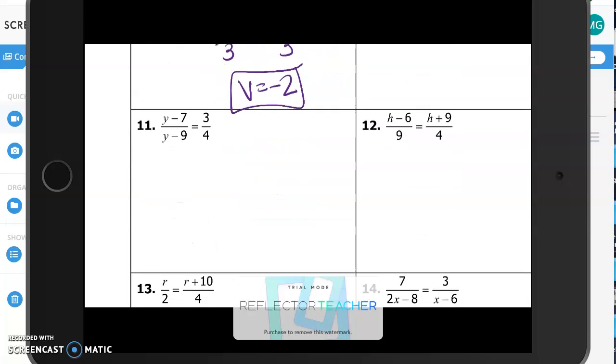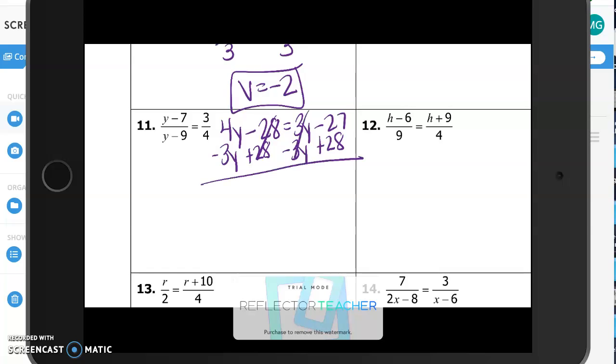Number 11, 4y minus 28 equals 3y minus 27. So then I would subtract 3y from both sides, add 28 at the same time. So move your variables to the left, your constants to the right. That gives me 1y, or just y, equals positive 1. Negative 27 plus 28 is positive 1.